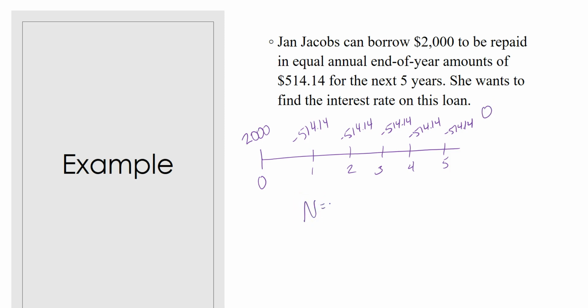N is M times N, but this is annual, so our M is 1. So 1 times 5 is 5. Our present value, 2,000. Our future value is 0. And our payment is equal, periodic, and finite, a negative $514.14. Now, if you don't get your positives and negatives right, you will get an Error 5 on your calculator. Error 5s are usually a result of sign change problems. And so if you get that, you can pretty much know that there should have been a negative somewhere and you missed it.